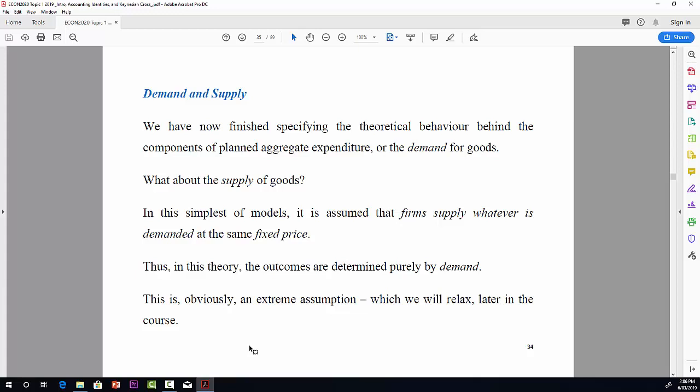Now, you may say, well, that's not very reasonable. And, well, this gets again to the heart of Keynesian analysis. Later in the course, we're going to relax that assumption and look much more closely at firms, when firms can actually change their prices. But for the moment, we're following standard practice, and we're just going to say that in the short run, prices are fixed. So therefore, outcomes are determined purely by demand. Firms just passively produce whatever is demanded at that price. Again, it's extreme, but we will relax it later on.